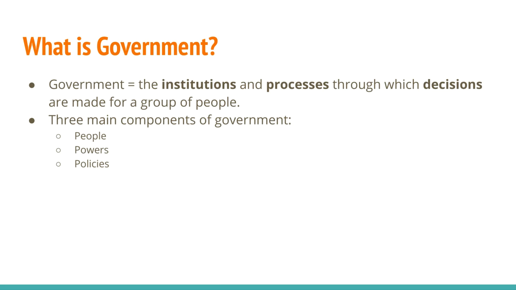So let's get started. Some quick definitions. What is government, right? This is the whole point of this entire class. Government is the institutions and processes through which decisions are made for a group of people, also called a society. There are three main components of government, that is people, powers, and policies. And we're going to go into each one of these a bit more in the next few slides.